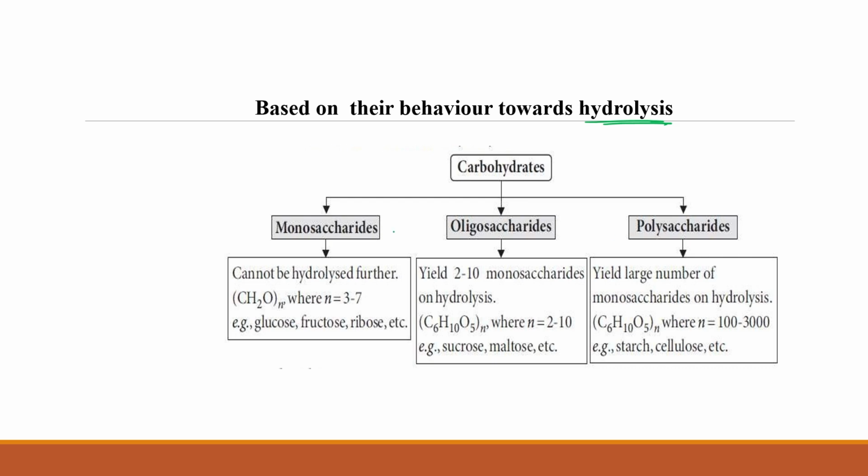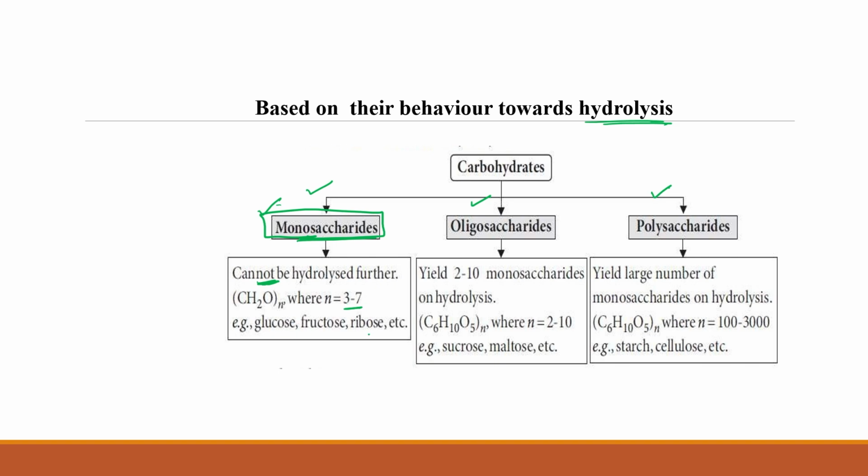carbohydrates into three categories. First is monosaccharide, which we consider as the basic unit, then oligosaccharide, then polysaccharide. We cannot hydrolyze a monosaccharide further. This is the simplest unit, that's why we use the term simplest unit for them. And this is the formula CH2O, right? And n is the number of this CH2O unit. It may be between 3 to 7.